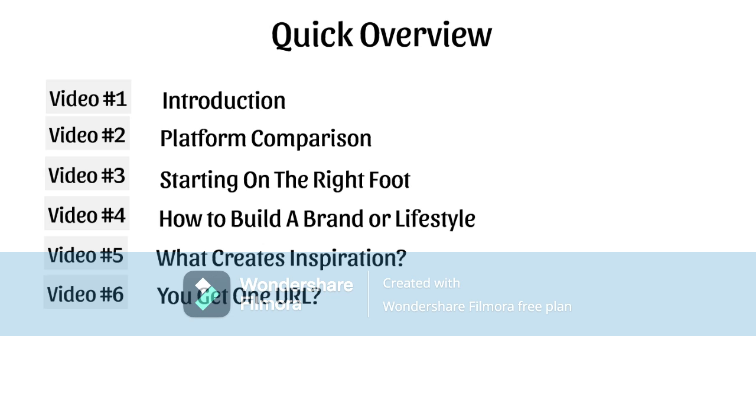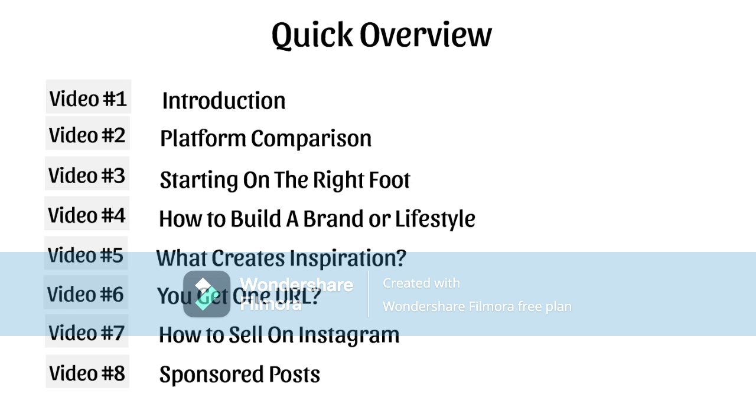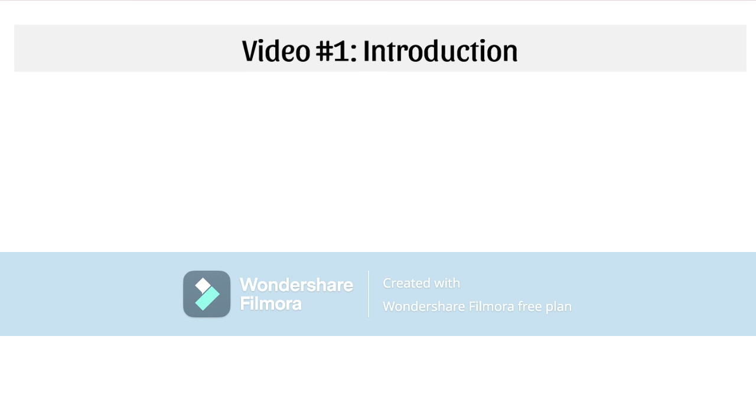But video number 6, we're going to talk about you get one URL. And with Instagram profiles, you can't really put the link in all of your posts like Facebook. It's just one URL. So how do you make money with that? And we'll talk more about that in the later videos. Video number 7, we're going to talk about how to sell on Instagram. Video number 8, we're going to talk about sponsored posts and how you can make money with that as you grow, and how you can use that to actually build your Instagram profile literally overnight.